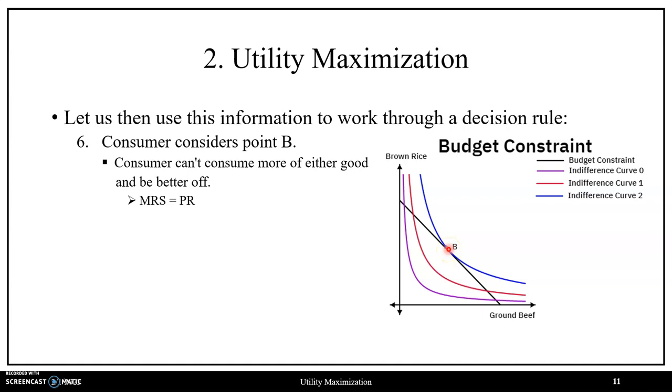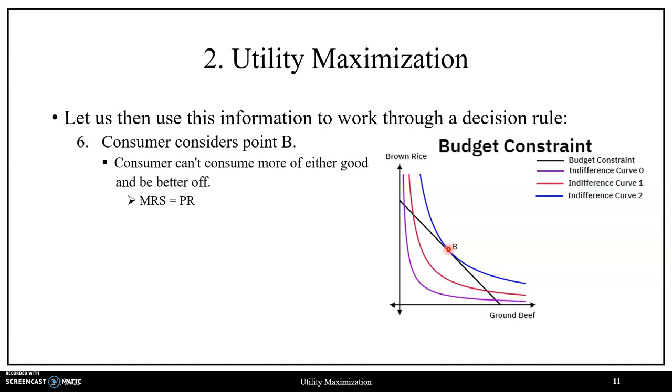So, with no incentive to deviate, the consumer is the best off possible, and this is going to occur when the marginal rate of substitution is equal to the price ratio, or in other words, the rate at which this consumer will exchange brown rice for further quantities of ground beef is equal to what the market is asking for, or in other words, additional utility provided for ground beef is equal to its cost, and additional utility provided for brown rice is equal to its cost.